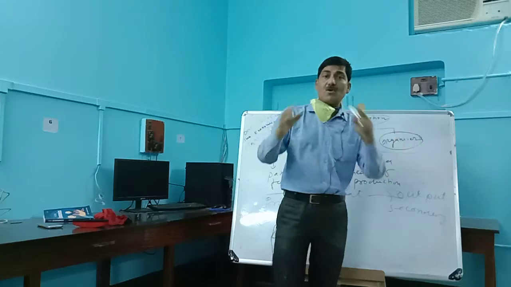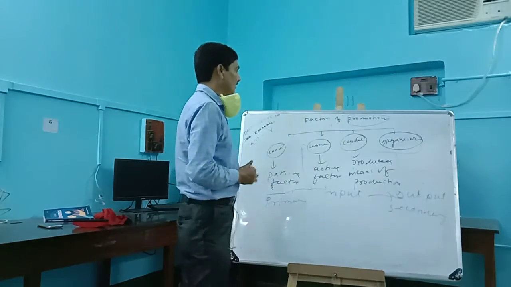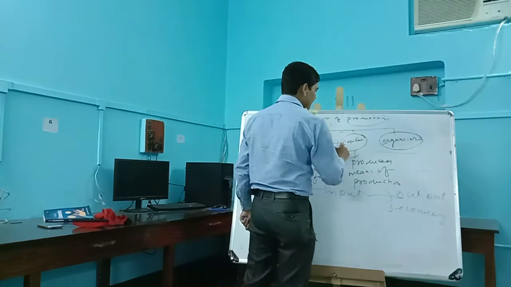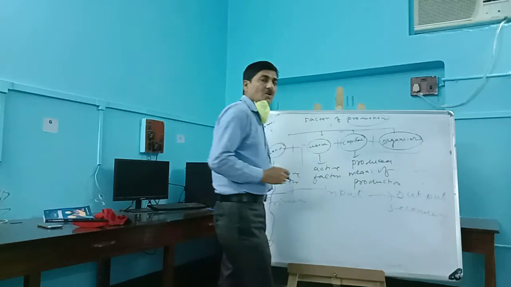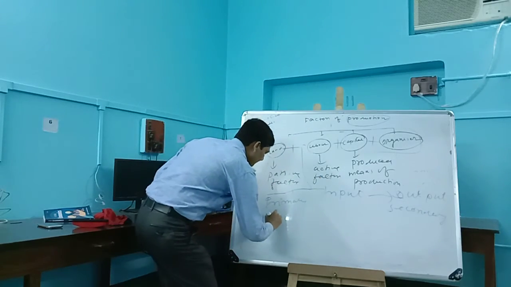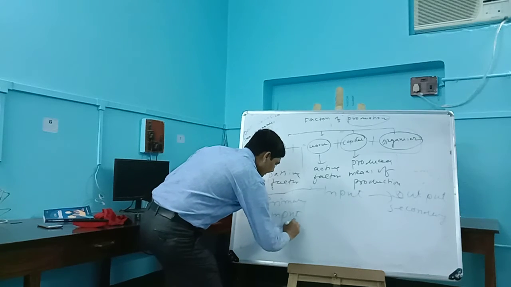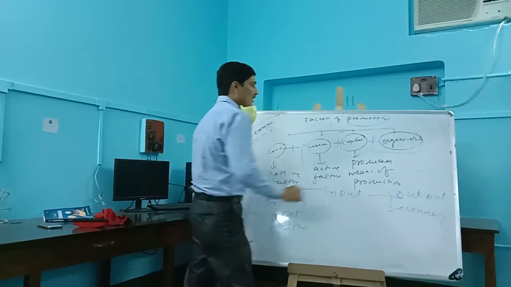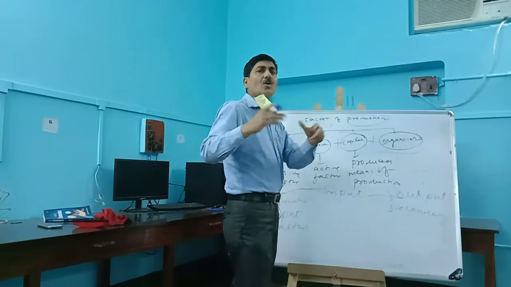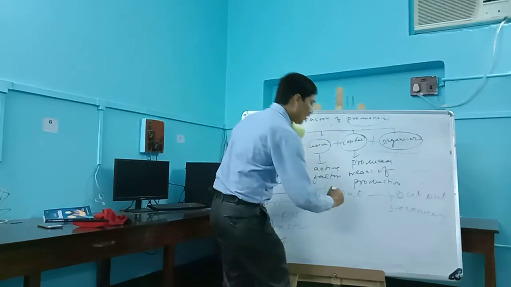If we look at the modern classification of factors of production, then these four, land plus labor plus capital plus organizer, are called input factors. There are other objects or materials which also help in the production process. These are called non-input factors.